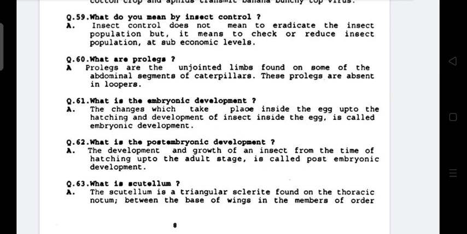What are prolegs? Prolegs are the unjointed limbs found on some of the prominent segments of caterpillars, as we discussed in semi-looper caterpillars and loopers. These prolegs are absent in loopers.